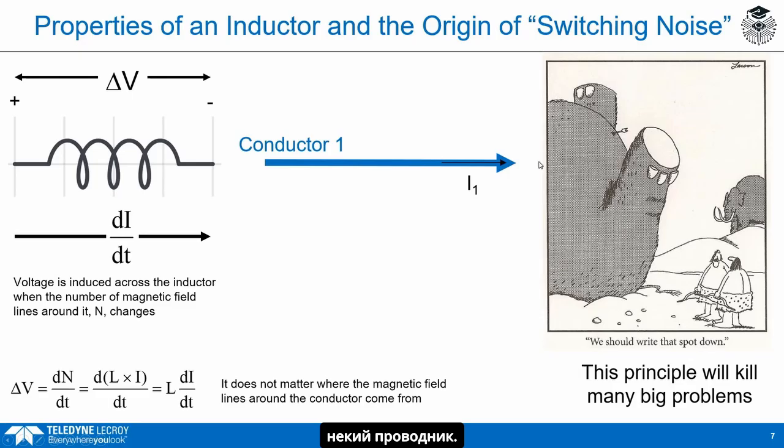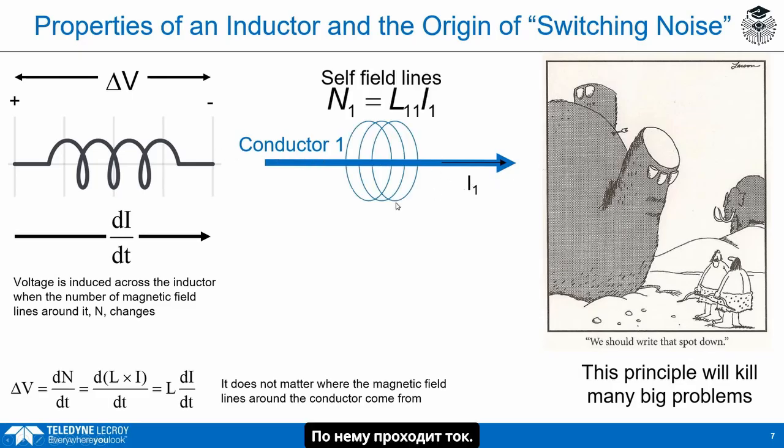So here's an interconnect, some conductor. I put current going through it. I'm going to have rings of magnetic field lines around it from its own currents. These are the self field lines. And the number of rings of field lines around this is related to its self-inductance times the current going through it. That's the number of rings of field lines.